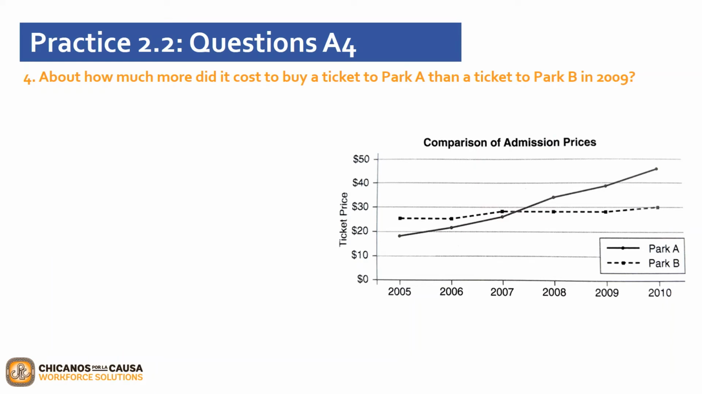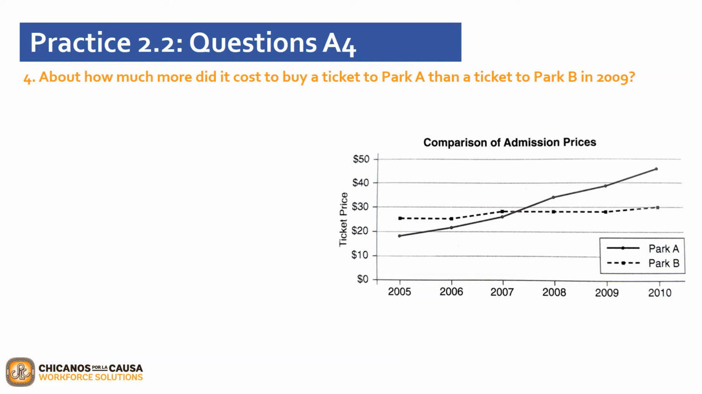Alrighty, next question. Question 4. About how much more did it cost to buy a ticket to Park A than a ticket to Park B in 2009? So you can see this is the same double line graph that we saw earlier. However, in this question, we're only going to be looking at 1 year. So it's asking us how much more. That signifies to me that this is a subtraction problem.